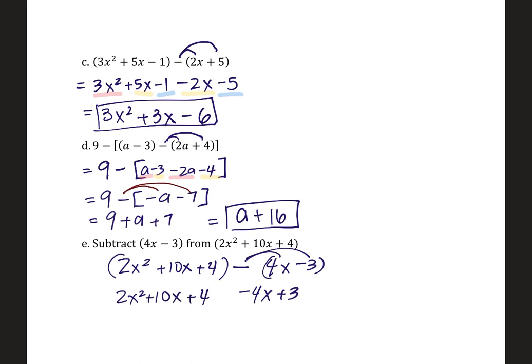Identify your like terms and then combine them. Of course, you're not expected to carry around markers or highlighters of different colors to do this, but I'm just doing it so it makes it a little bit easier to find our like terms. 2x squared, 10x plus negative 4x is going to be 6x. 4 plus 3, 7.